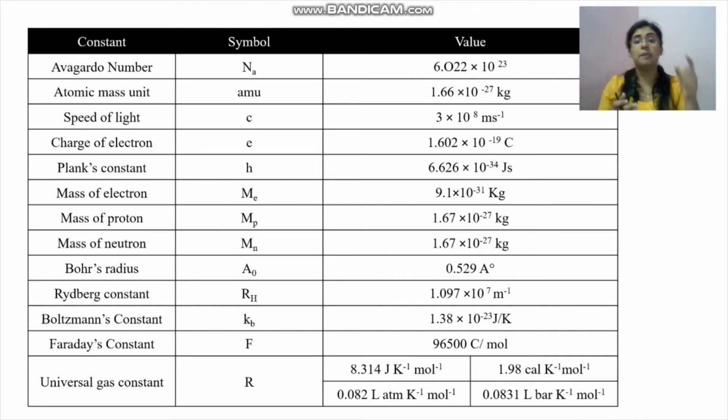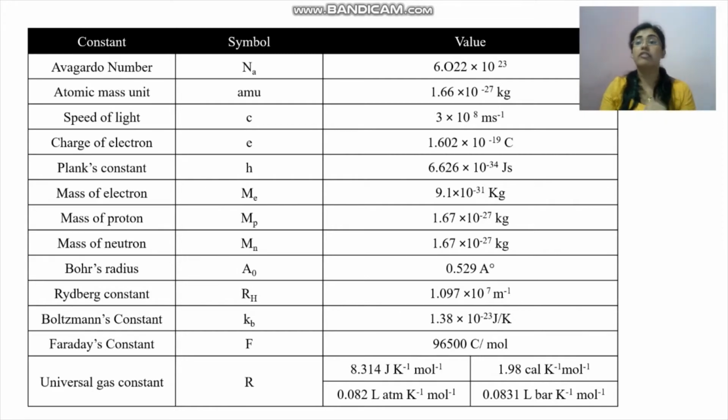So we should know that when I'm substituting the value of Planck's constant, my Planck's constant is in joule seconds. So I should be converting other units also to joules and seconds. So know the units also. Planck's constant h is 6.626 into 10 raised to minus 34 joule second. This is one of the constants that we use very often.